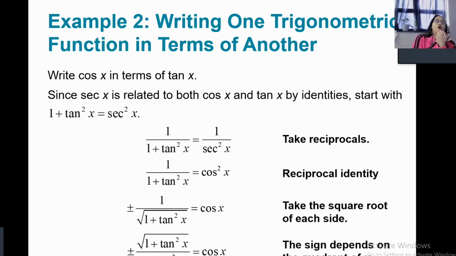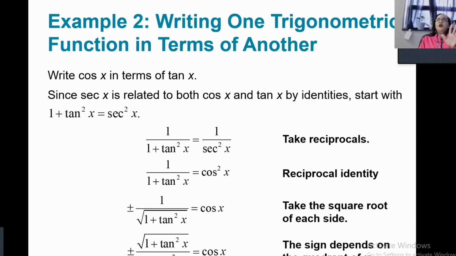Right? So it says write cosine in terms of tangent x. Okay. Since secant x is related to both cosine and tangent by identity, start with 1 plus tangent squared x equals secant squared x. Okay. So 1 over 1 plus tangent squared x is the same thing as 1 over secant squared x.